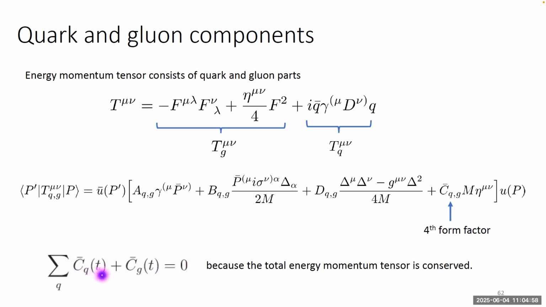So the sum of C bar over all the flavors and gluons must be 0 because the total energy momentum is conserved. But once you switch to quarks and look at the components, it is nonzero; the sum is 0 by energy momentum conservation.